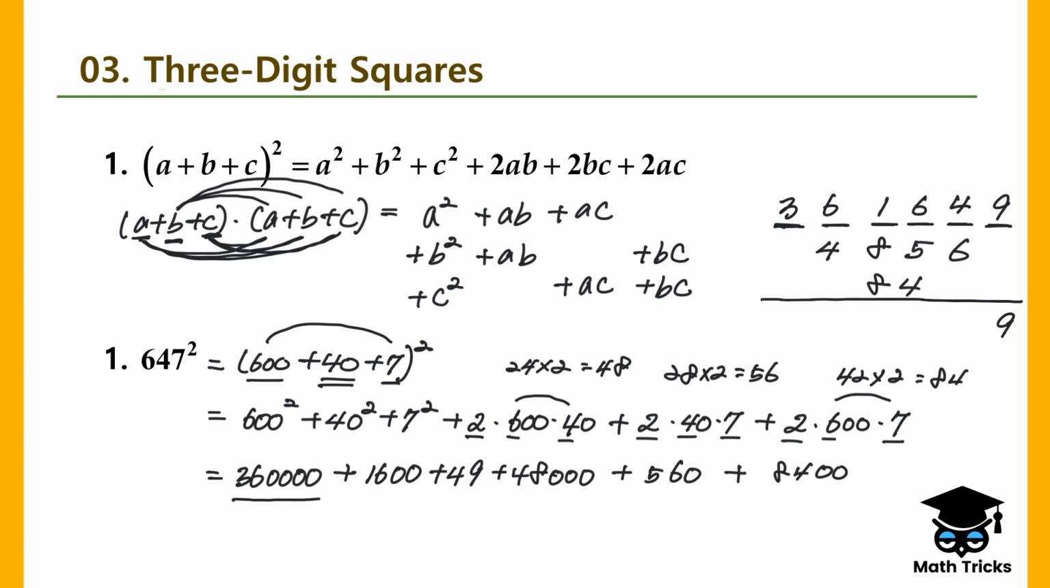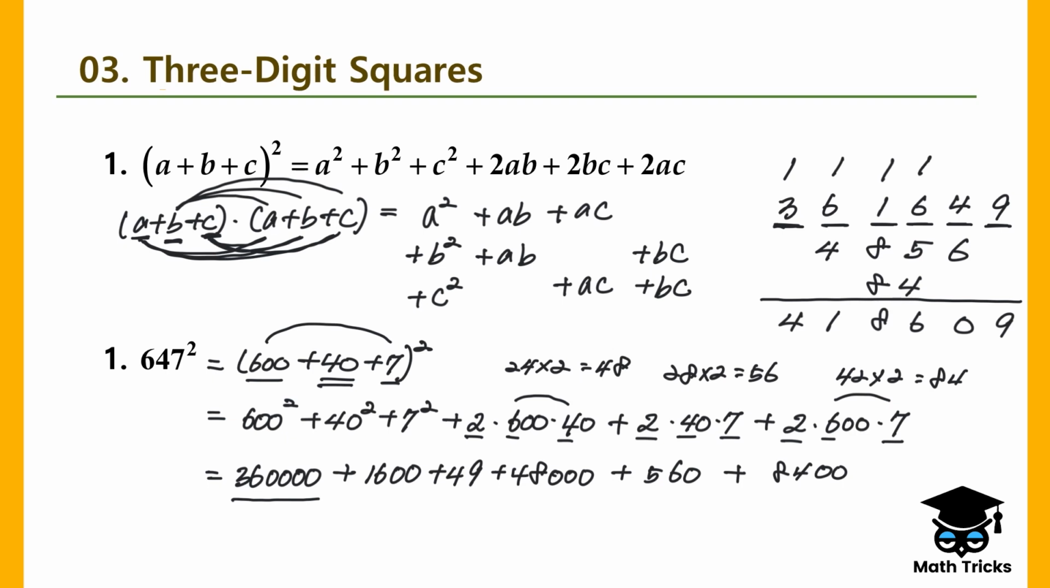So 9, 10, 10, right? 1, 6, 5, 4, that's going to be 16. So 6, 1. So that's 18. That's 11. 1 plus 3, that's 4. So the answer has to be 418609.